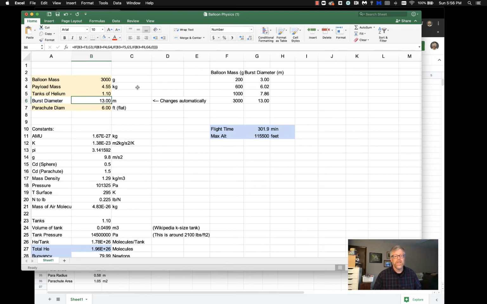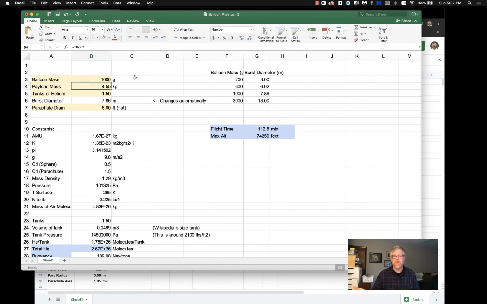So this program lets you just play with these numbers. The parachute you can make smaller, like 3 feet, and then you fall very fast. If you make it 6 feet, then you fall much slower. If you make it like 12 feet, you fall very, very slow. So you can play with all of these numbers and just have fun with your balloon.